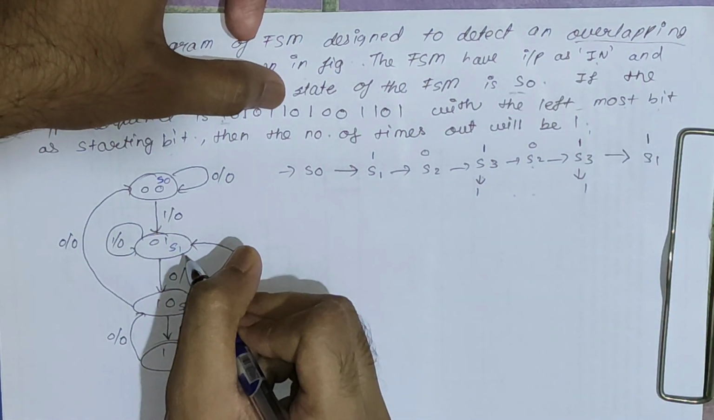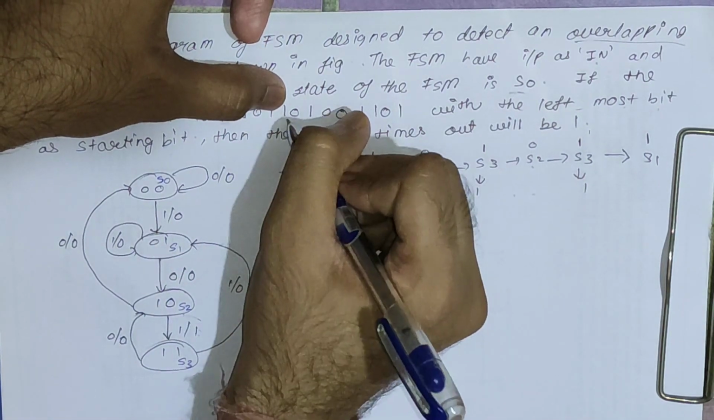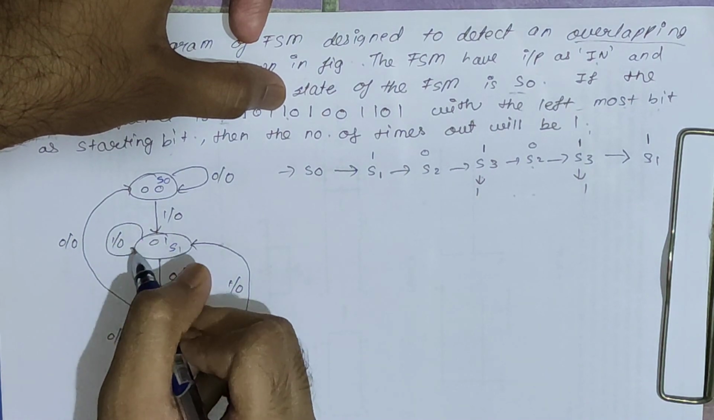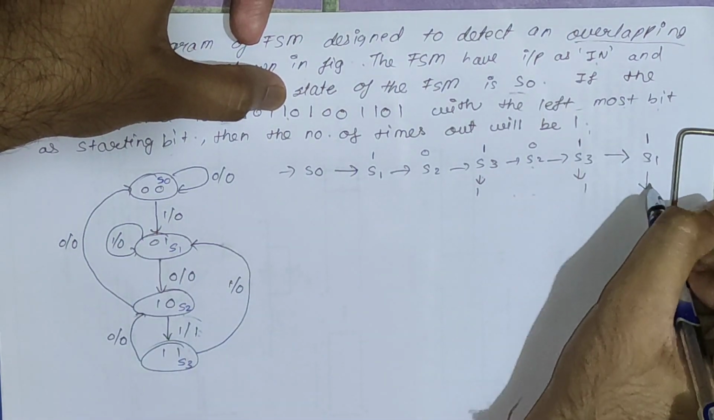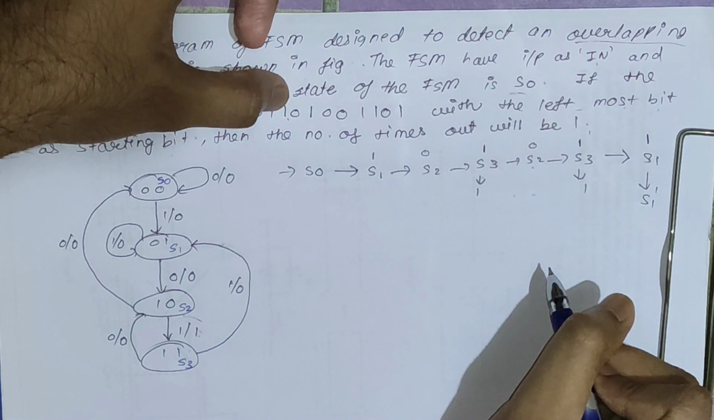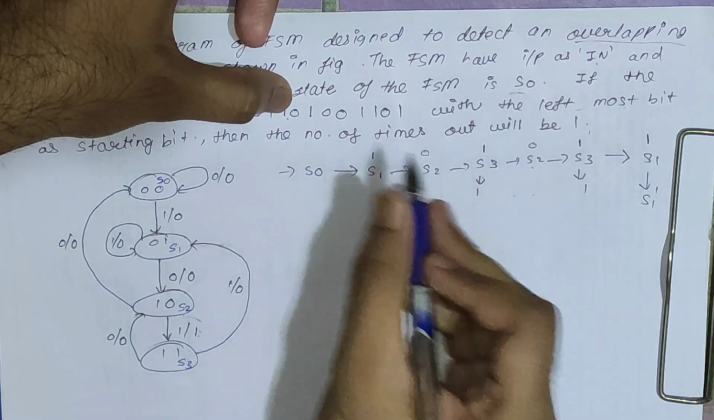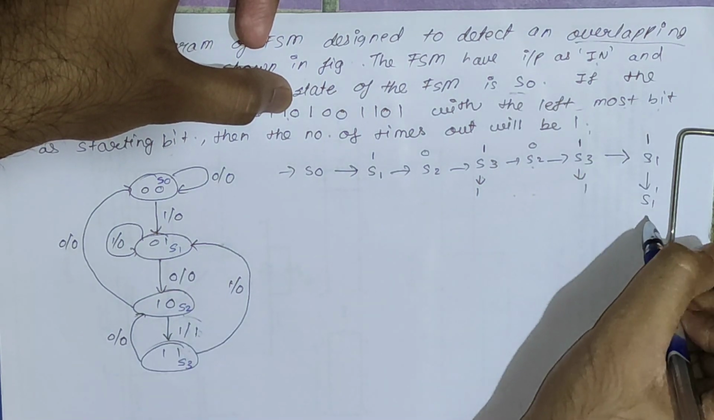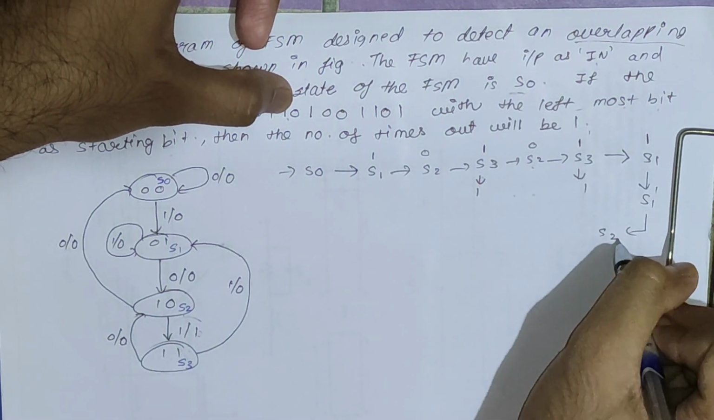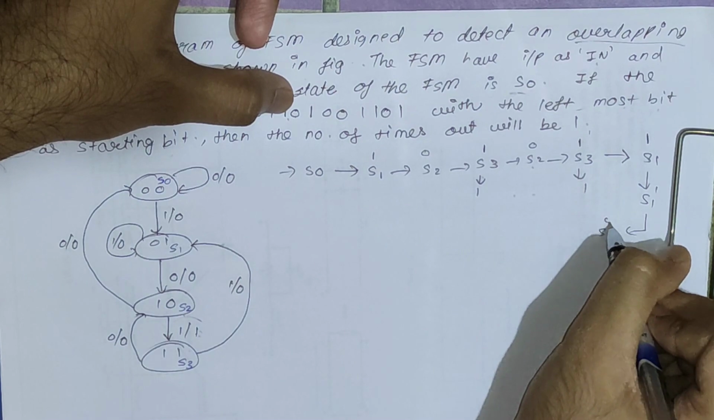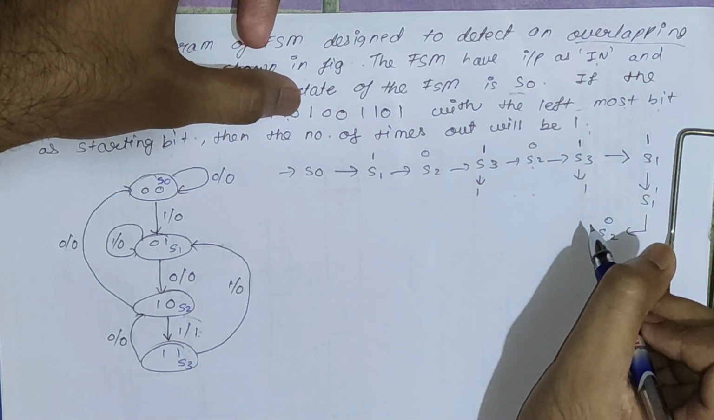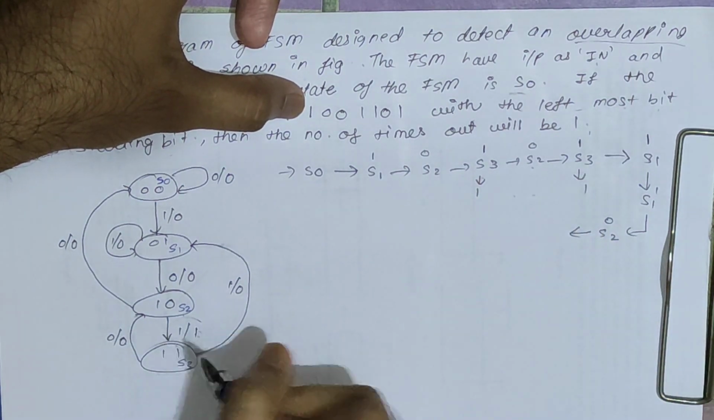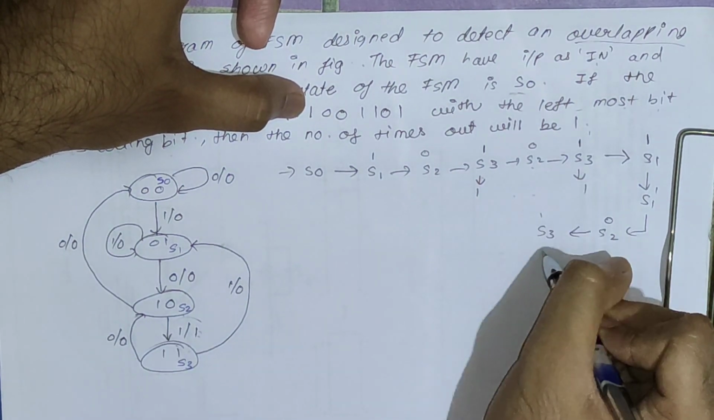Now at S1, you get the input as 1. So for 1 as an input, you will remain in the S1 state. Okay, now at S1, if you get the input as 0, then you will switch to S2. Okay, the input was 0. Now at S2, if you get the input as 1, then you will switch to S3, saying that the output is 1.